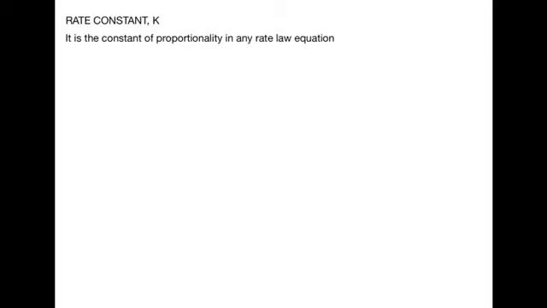It's a constant of proportionality. In other words, it is the rate when the initial concentration of all the reactants is 1. So we have to know that this k, which is a constant, it is constant anyway, but it varies with temperature. So when temperature is constant, then we can say that our k will be constant. But when temperature changes, then it also changes. So it varies with changing temperature.